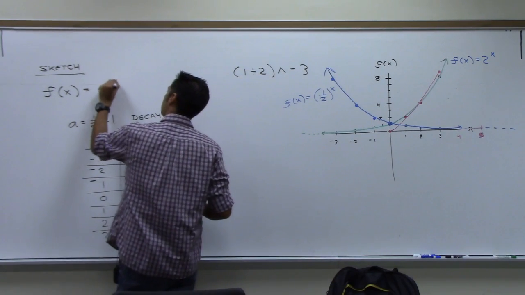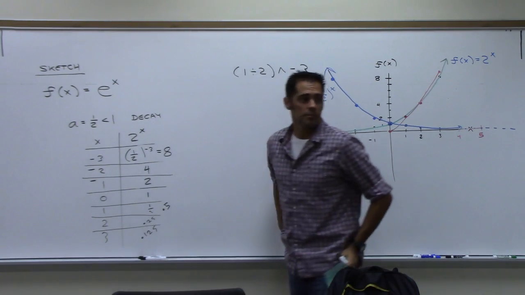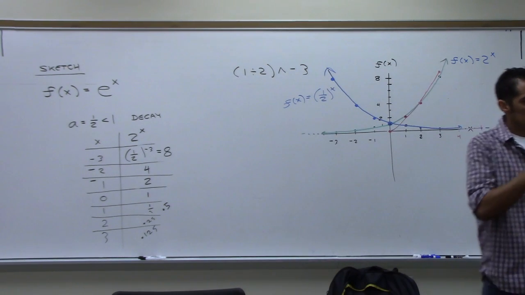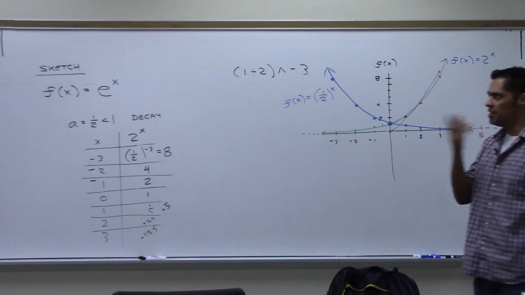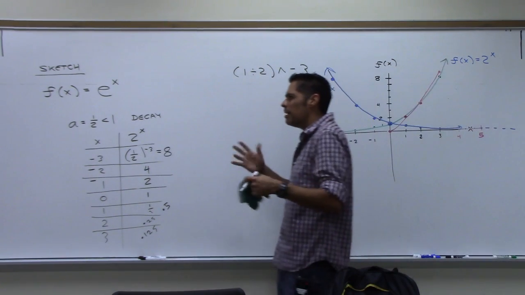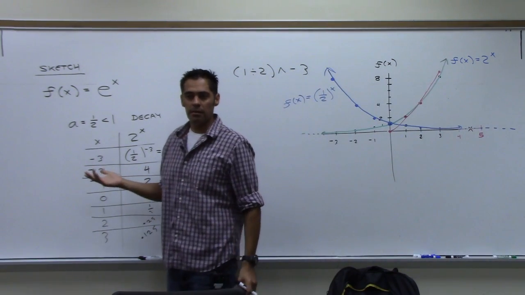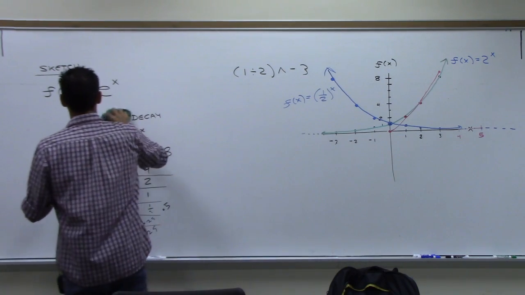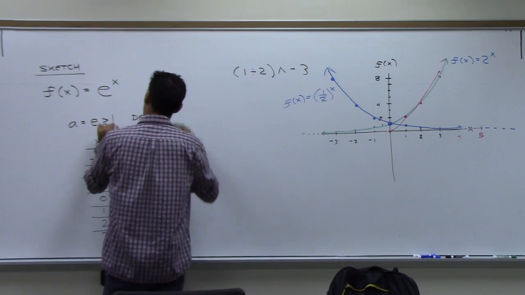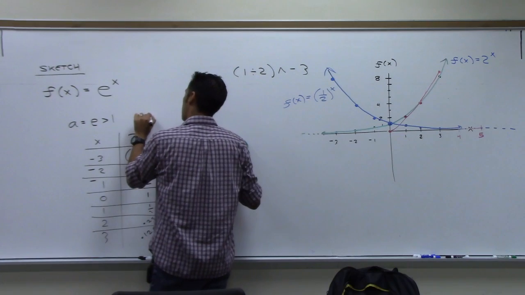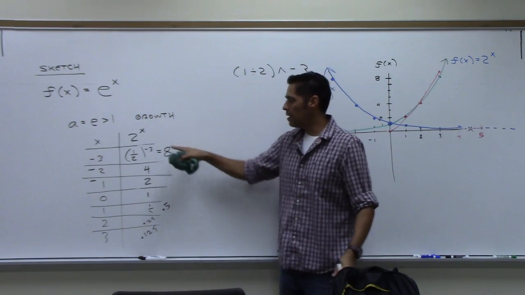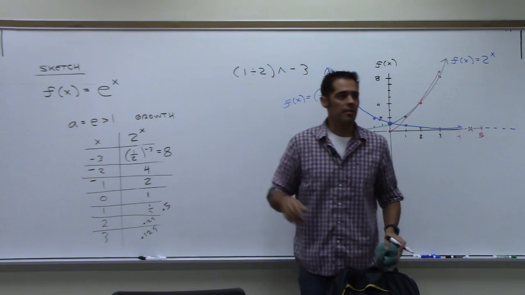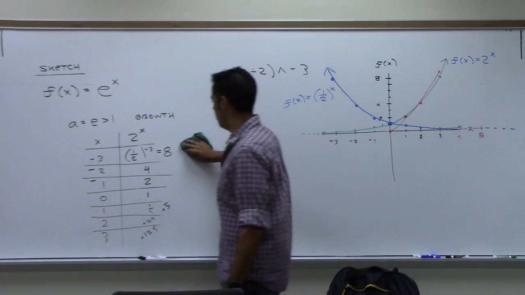e to the x. Is that going to be growth or decay? Growth, because e is really what, 2.7 something, which is bigger than 1. So this is going to be growth. And now you're going to have to use your calculator to figure out what e to the -3 is. And there should be a key on there for you to do this.